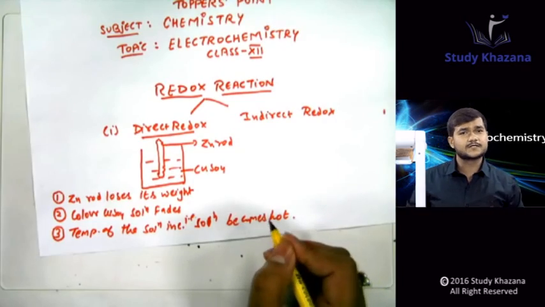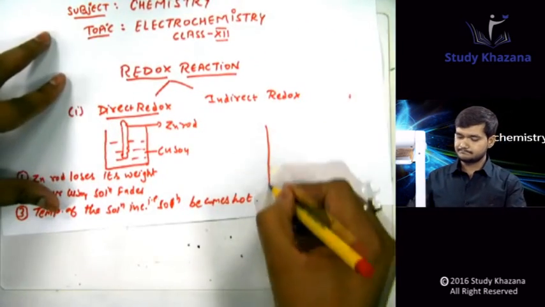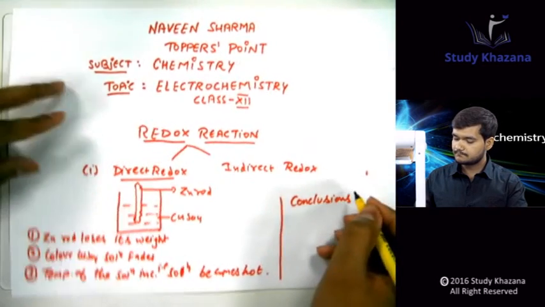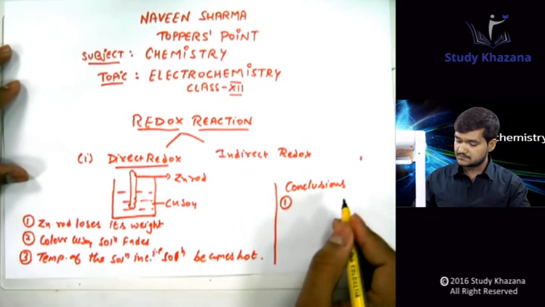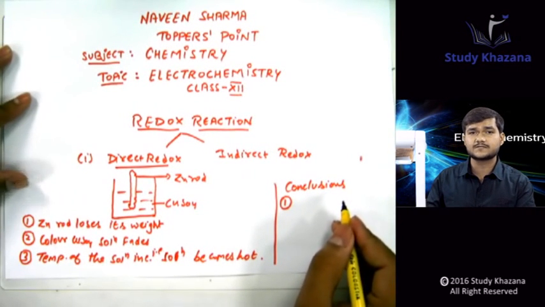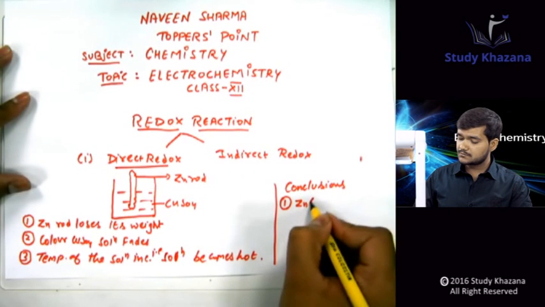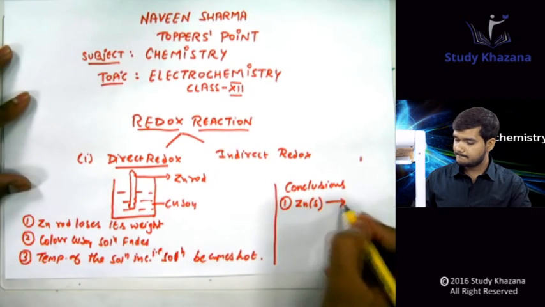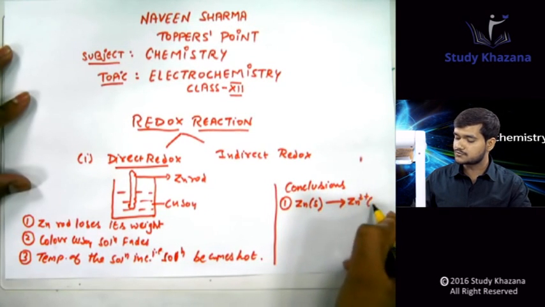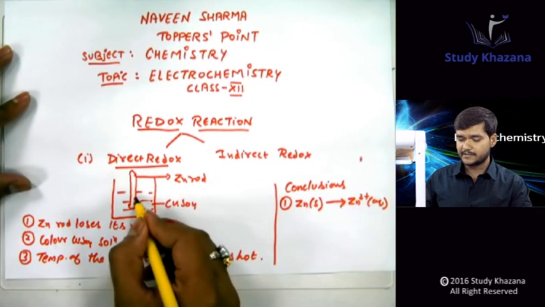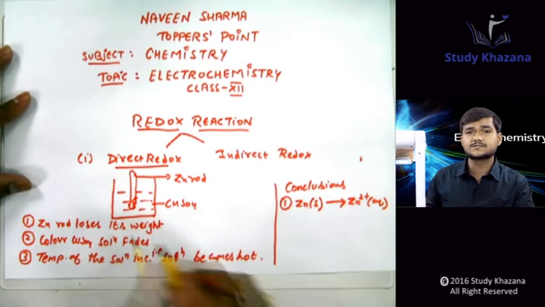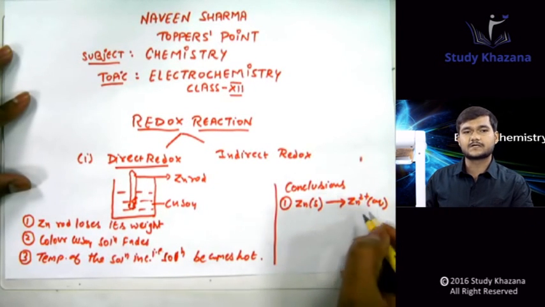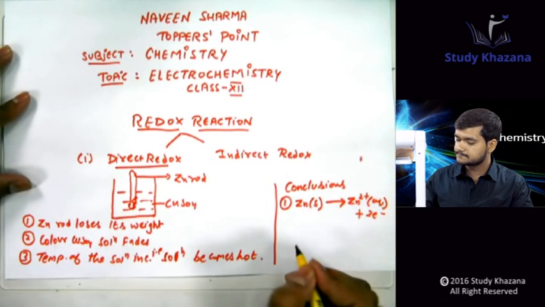Now what could be the possible conclusions for these observations? First, the zinc rod loses its weight. This must be due to the zinc solid on the rod going into the solution as Zn2+ ion, aqueous. So the zinc solid comes into the solution in the form of zinc ion by losing 2 electrons.